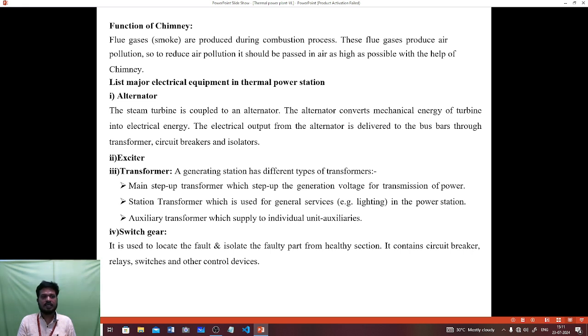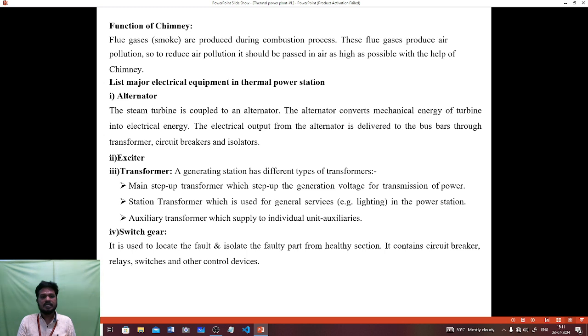Number 1, alternator. The steam turbine is coupled to the alternator. The alternator converts the mechanical energy of the turbine into electrical energy. The electrical output from the alternator is delivered to the bus bars through the transformer and then circuit breakers and isolator. Number 2, exciter. Number 3, transformer.